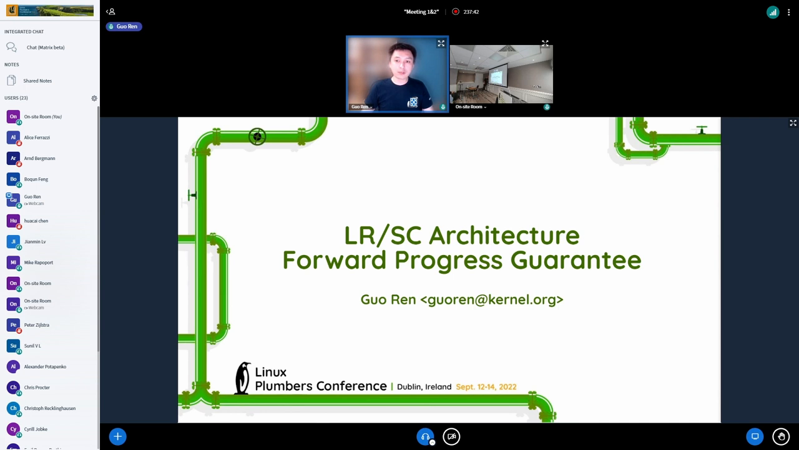This word comes from RISC-V, and other architectures such as ARM call it load exclusive, store exclusive, and some architectures call it load link. So they are the same. Okay.